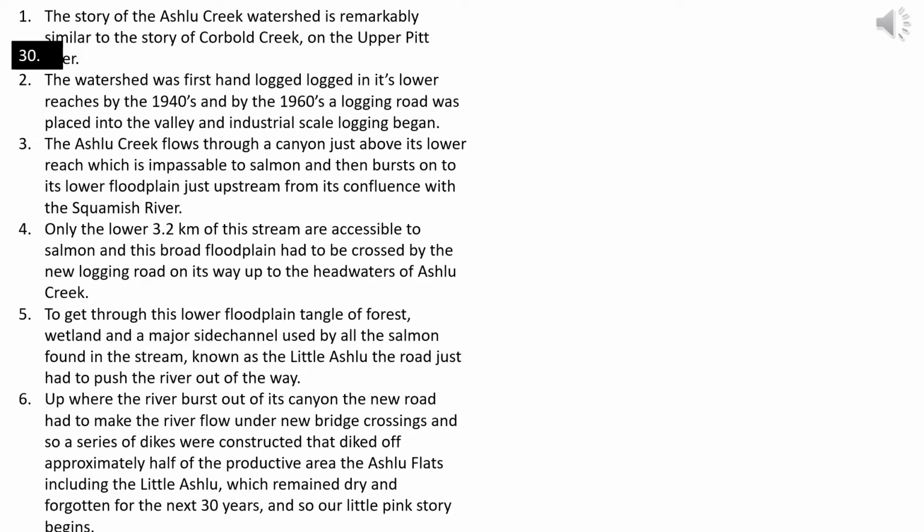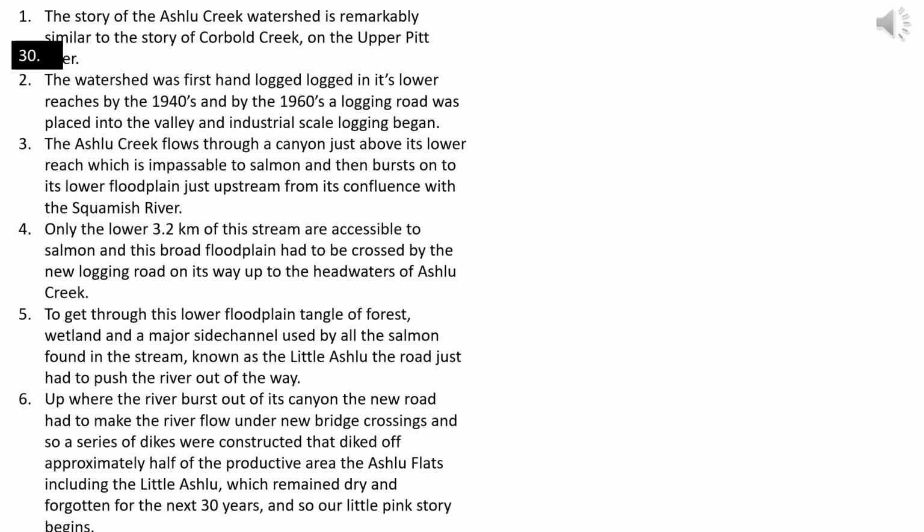So just the very lower section of Ashley Creek, as it exits its canyon, bursts out onto a broad floodplain, and then it enters the Squamish. So this means only 3.2 kilometers of quite a large stream, the Ashley Creek, is actually accessible to salmon. So it's really, really important habitat for salmon, just that lower end.